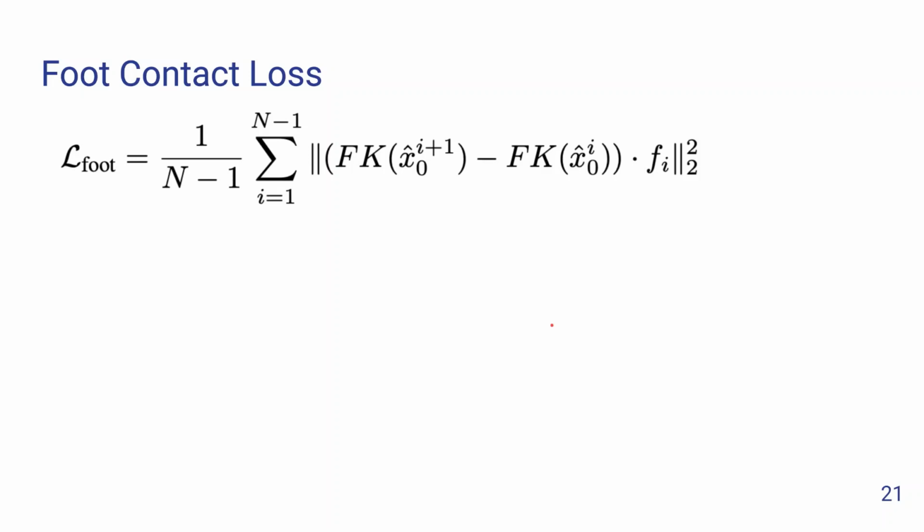So this is the equation for foot contact loss, but we're going to focus on the symbols first that we don't understand, and then we'll expand outwards. So the first symbol that's new here is this F sub i. The F sub i here is the binary contact mask for the foot joints.